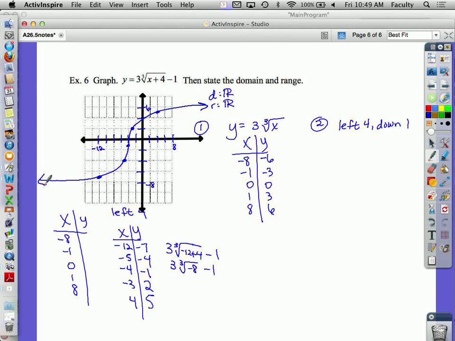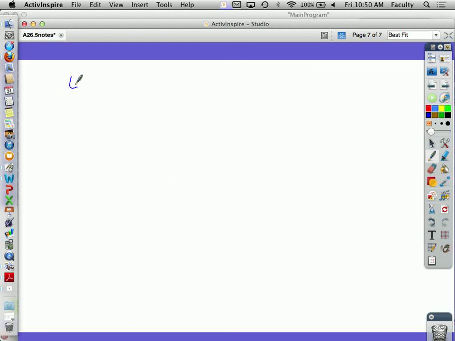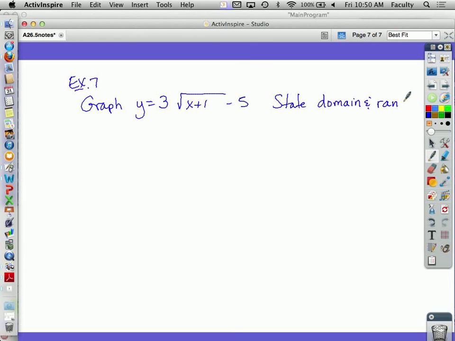Okay, then I want you guys to try one more problem. You have space there, okay? We'll just do it right here. Did everybody get this, no matter which way you did it? Okay, great. All right, we'll call this example 7. I want you to graph y equals 3 times the square root of x plus 1 minus 5, and then state the domain and range. Okay, I'll give you a head start on me.